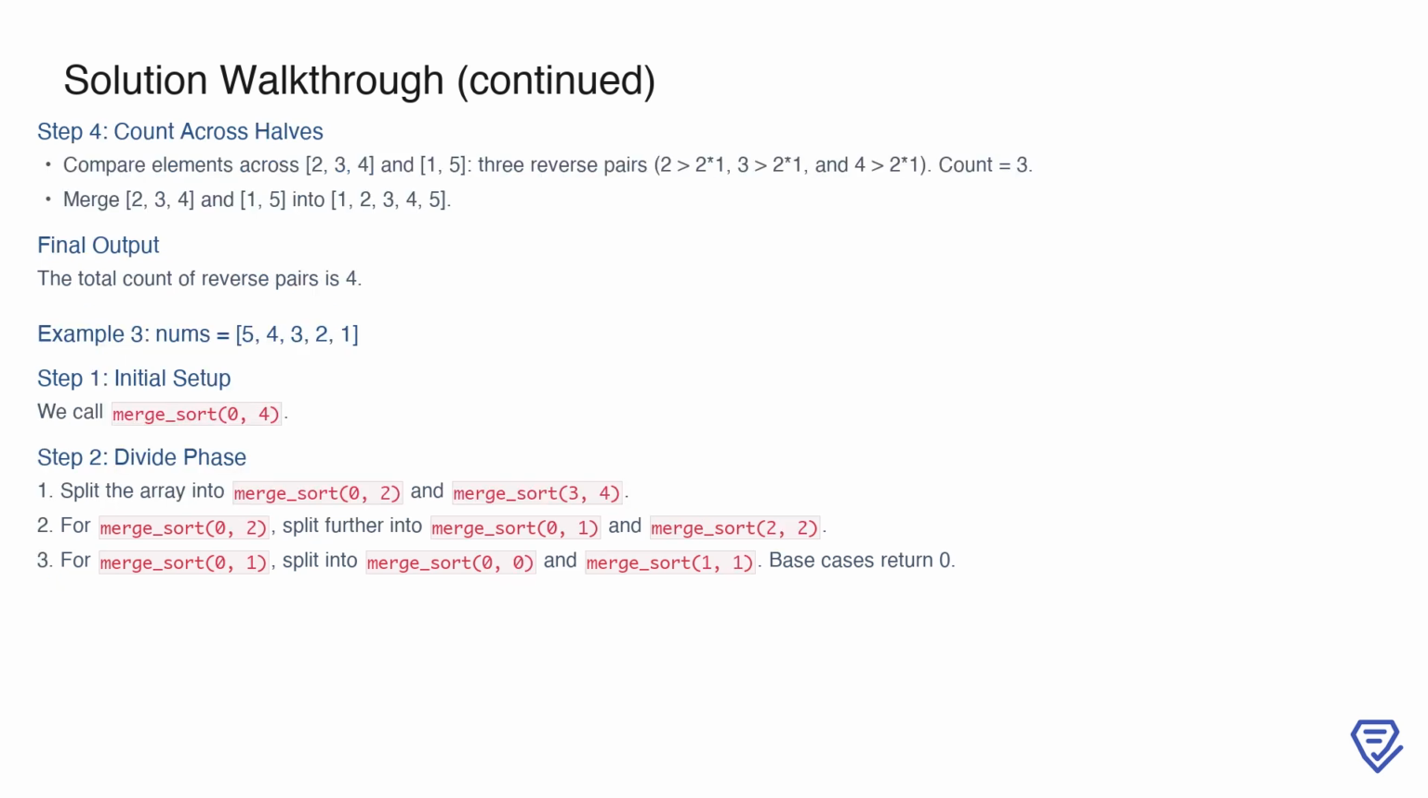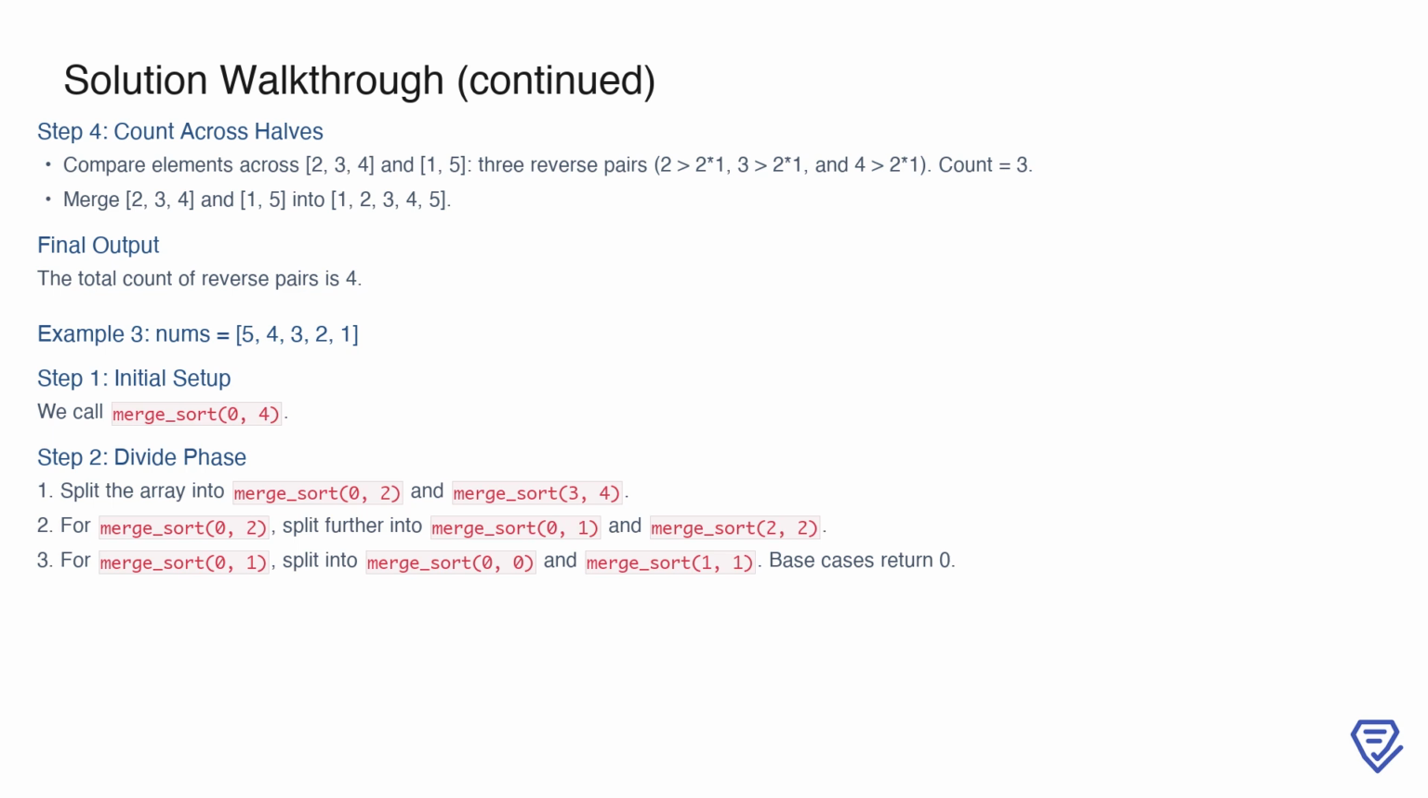Next, we compare the merged subarrays 2, 3, 4, and 1, 5 to count reverse pairs across the two halves. Here, we find 3 reverse pairs, 2 with 1, 3 with 1, and 4 with 1, each satisfying the condition of being greater than twice the element from the other subarray. This adds 3 to the count, making the total count 4. After merging these two halves, the fully sorted array becomes 1, 2, 3, 4, 5.